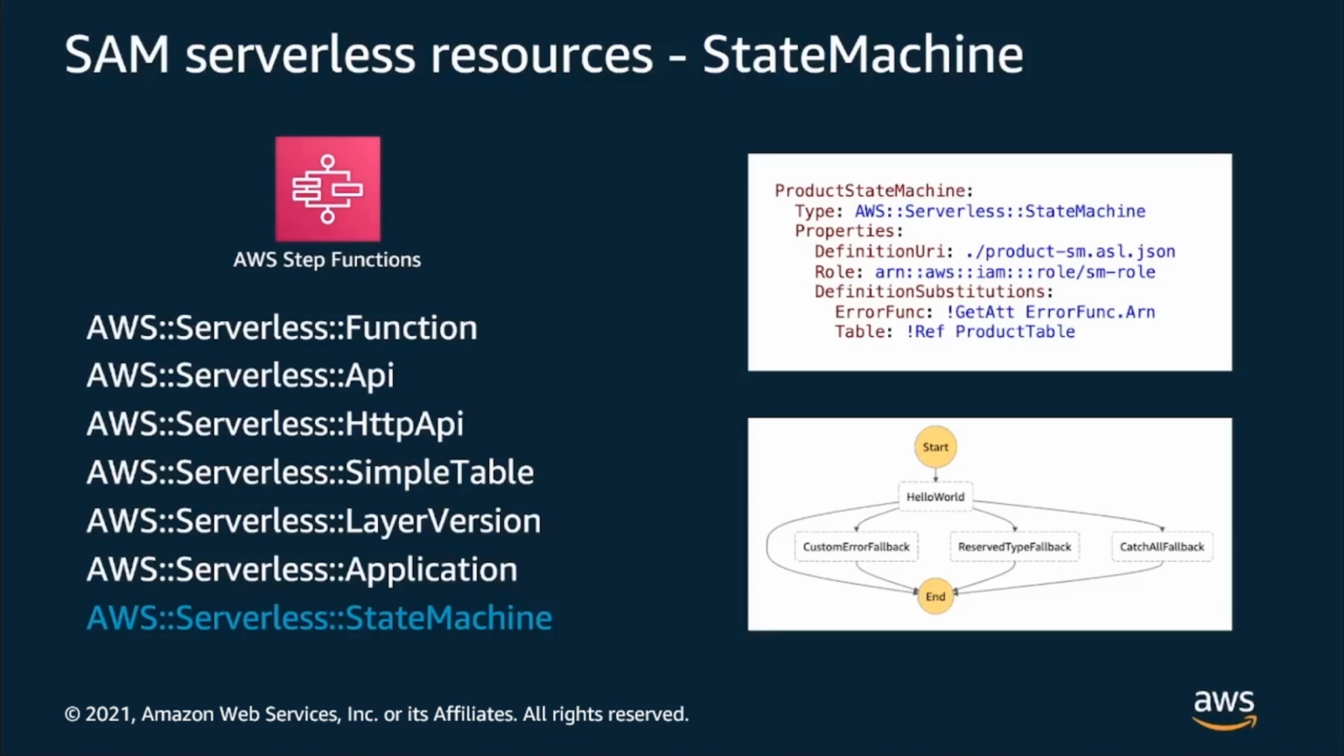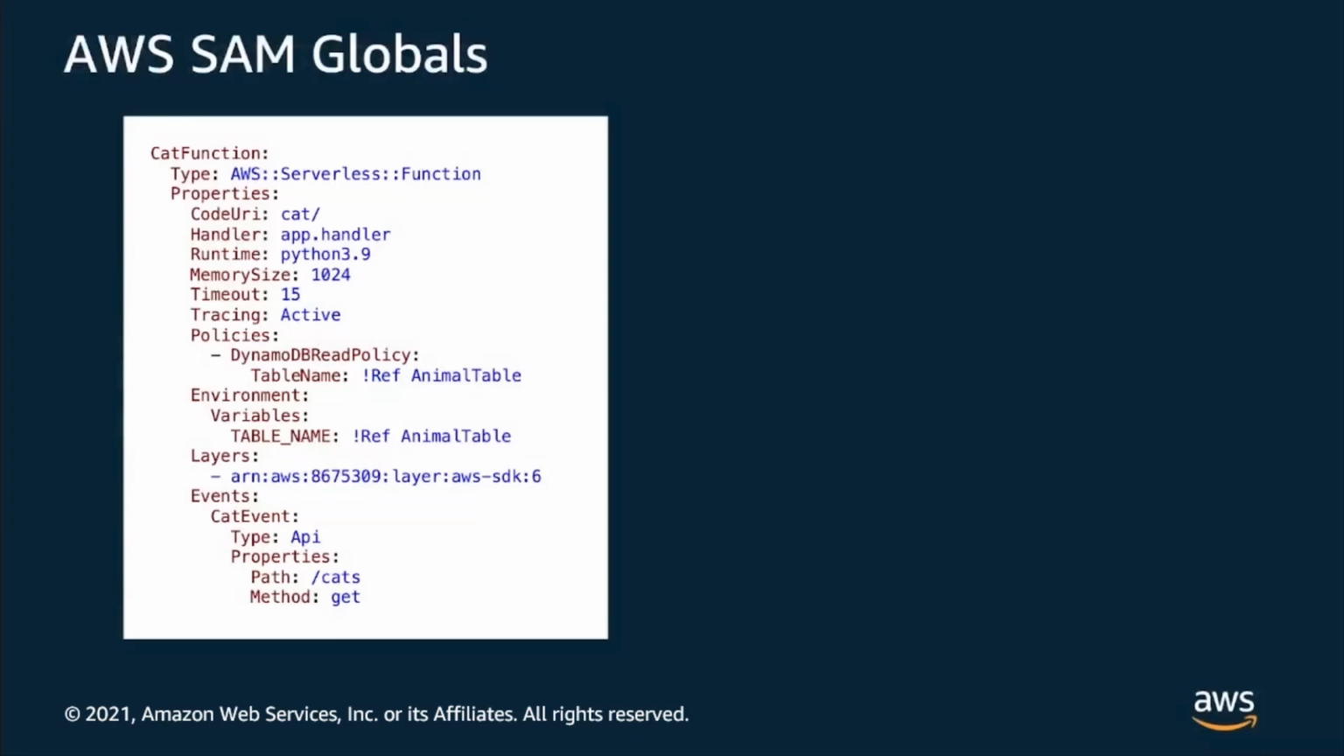All right, so that's all of the specific serverless resources that come with SAM, right? Again, I want to remind you that you can use any CloudFormation resources as well. I want to talk about one other section of the template before we move on. And this is the Globals section. And the Globals section allows you to, again, minimize lines of code inside your template.